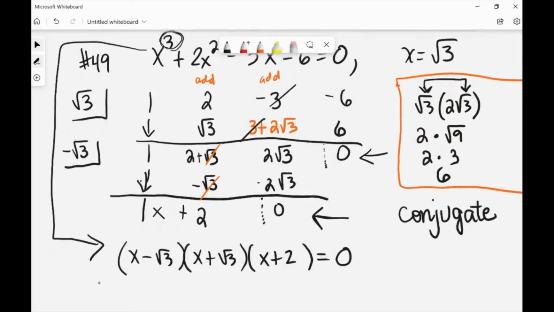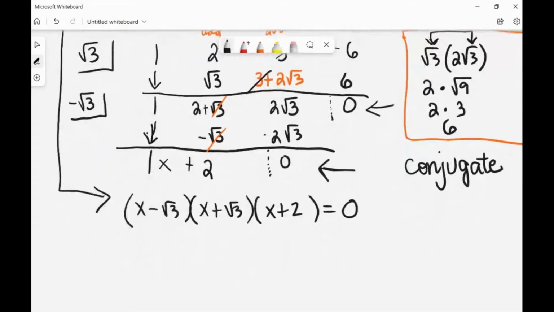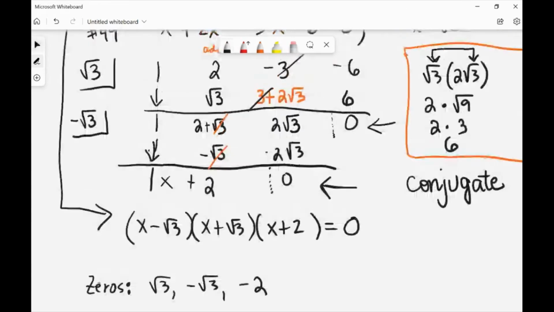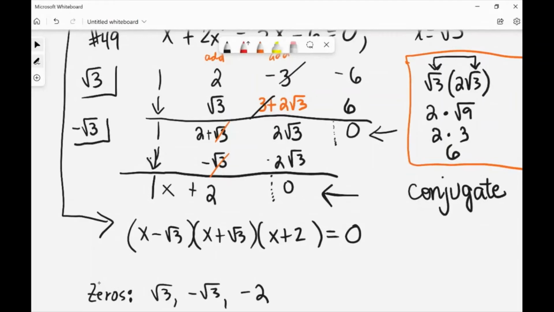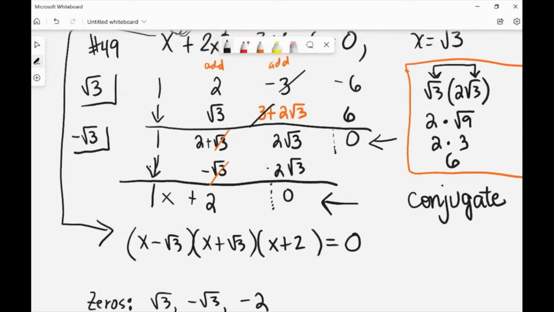All right. I'm skipping a step right now. If I ask you what are the zeros, you would say what? Plus or minus square root of 3 and then negative 2. Very good. Again, if they say solutions, it means the same thing as zeros. So if they ask you for the solutions, you're writing the same thing down.